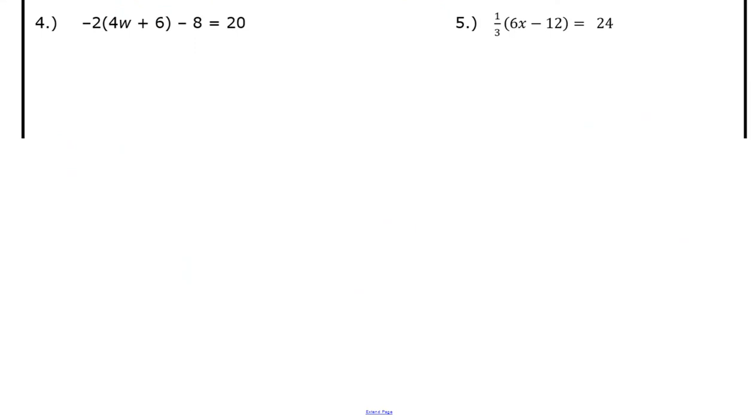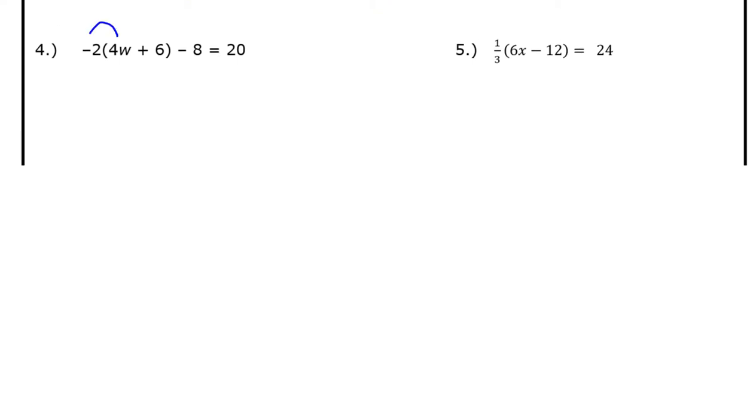Number 4 is also a distributing problem, but you'll notice that what I'm distributing this time is negative. So negative 2 times 4w is negative 8w. Negative 2 times a positive 6 is a negative 12. And I don't distribute to this 8 here. It is not contained inside the parentheses, so I'm going to just rewrite it at the end of my sentence.